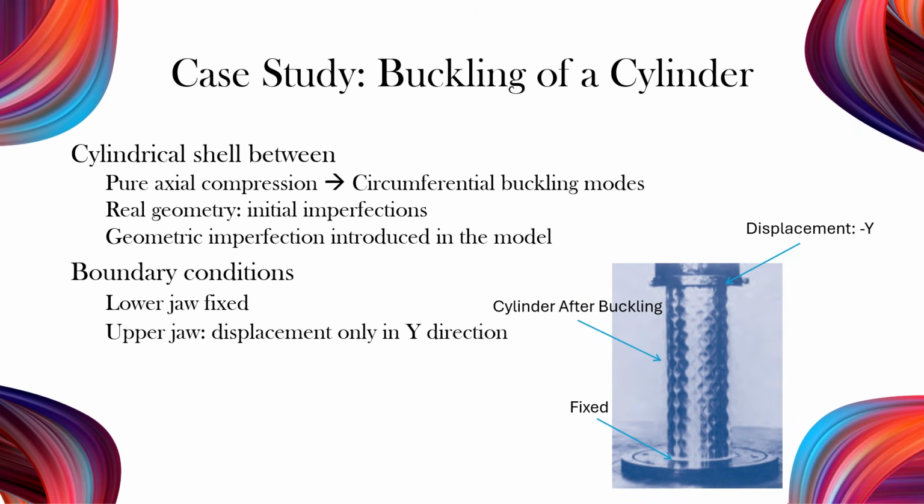Consider a cylindrical shell placed between two jaws that compress the shell axially. The shell exhibits circumferential buckling modes and may buckle when subjected only to an axial compressive load. In reality, the geometry contains imperfections, but in numerical modeling, the geometry is assumed to be perfect. Therefore, a geometric imperfection must be introduced in the model. The lower jaw is fixed, and the upper jaw is allowed to move only in the y direction to compress the shell.